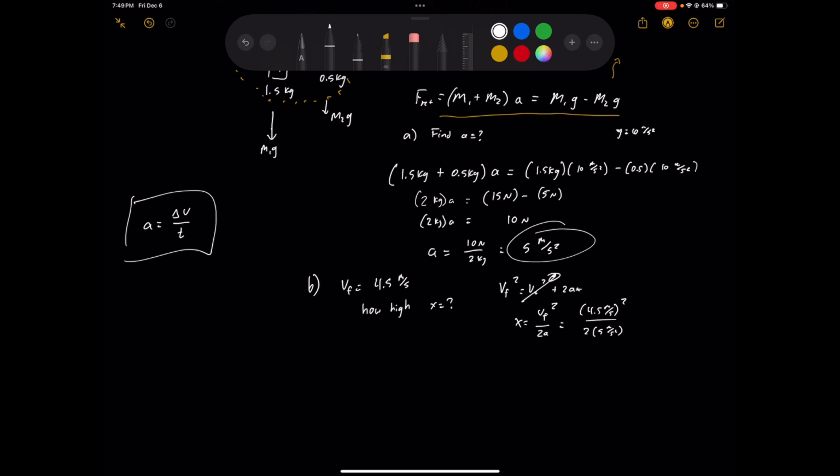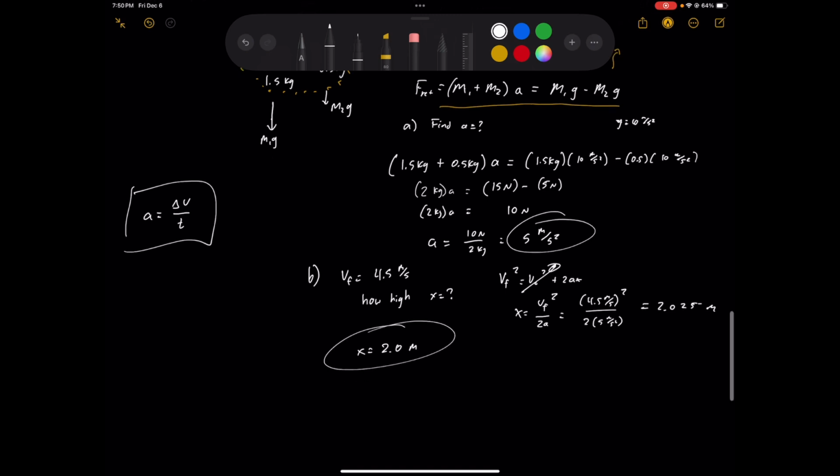Well, I guess I got to bust out the calculator anyways. All right, so let me get the calculator. So 4.5 times 4.5, 20.25 divided by 2 times 5, that's the same thing as divided by 10. All right, and I get 2.025, right? So 2.025, okay, meters. And if we use 2 sig figs, I believe that's how the answer was reported. So 2.0 meters. That's how high up it was.